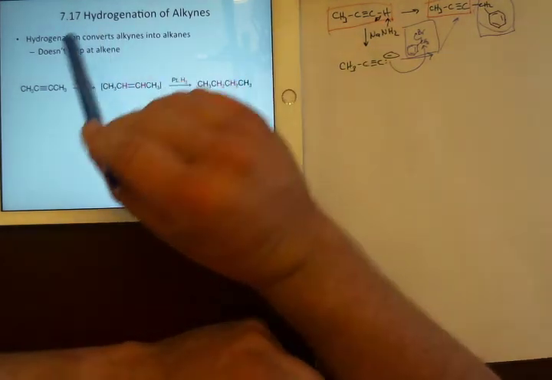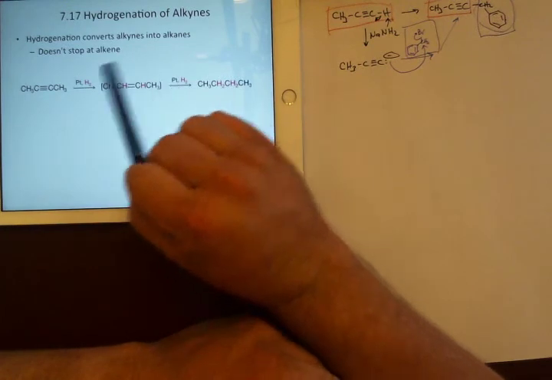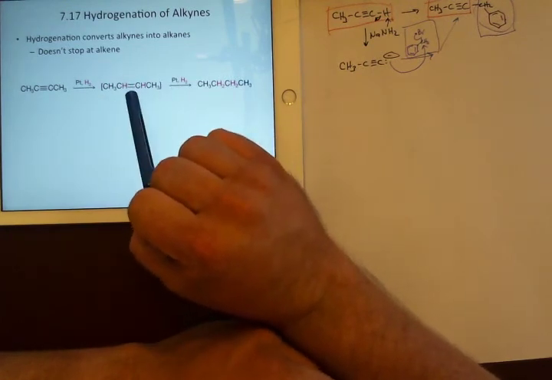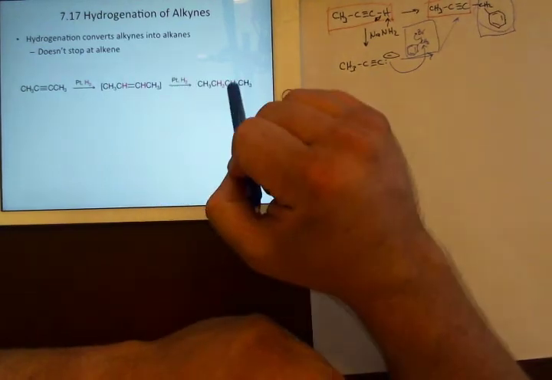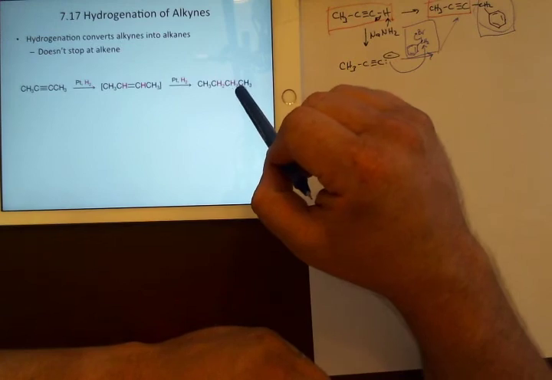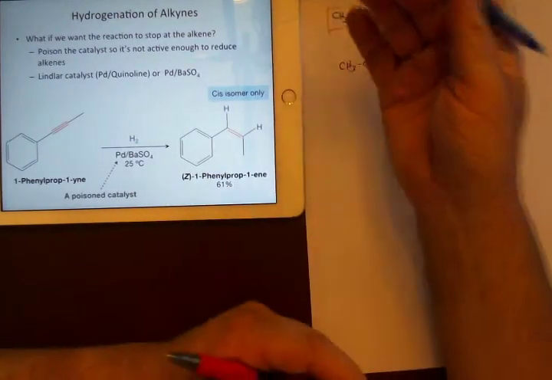So if you're going to do the hydrogenation with an alkyne, it actually goes through this intermediate as the first hydrogen molecule, but then this is still reactive, and so it's going to go forward. And so if you just do a regular hydrogenation on an alkyne, you're going to get all the way to a single bond. So triple bond to single bond. Okay. But what if we need that?